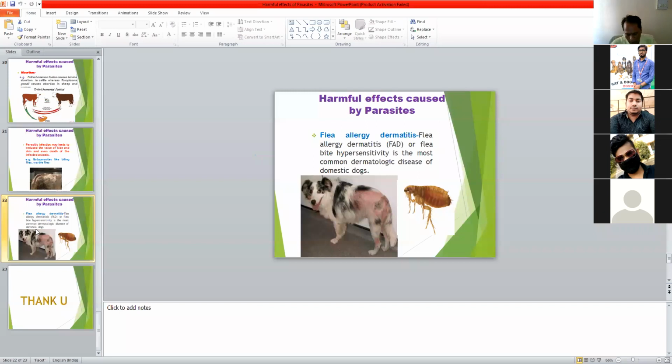Then some of the parasites cause allergic dermatitis. This is a hypersensitivity type, immunological reaction, because during flea biting, this ectoparasite releases flea saliva containing hapten. Chemical is a hapten. This is the partial antigen.